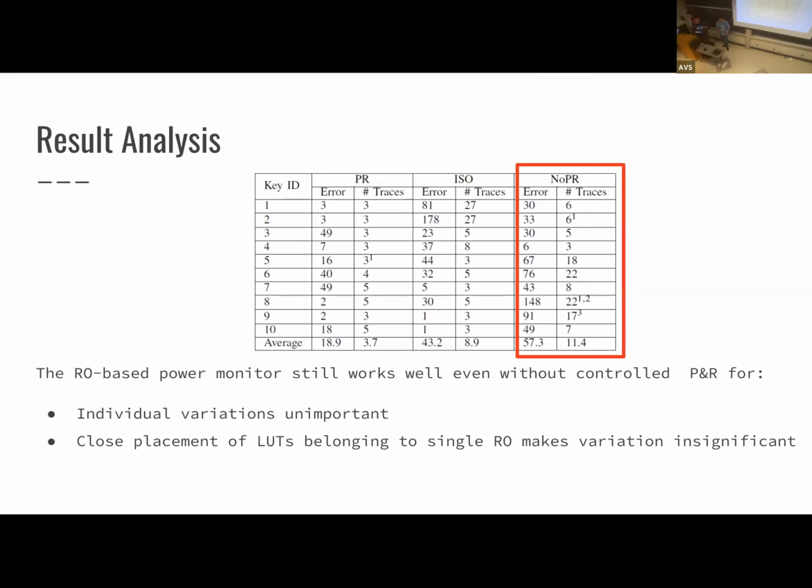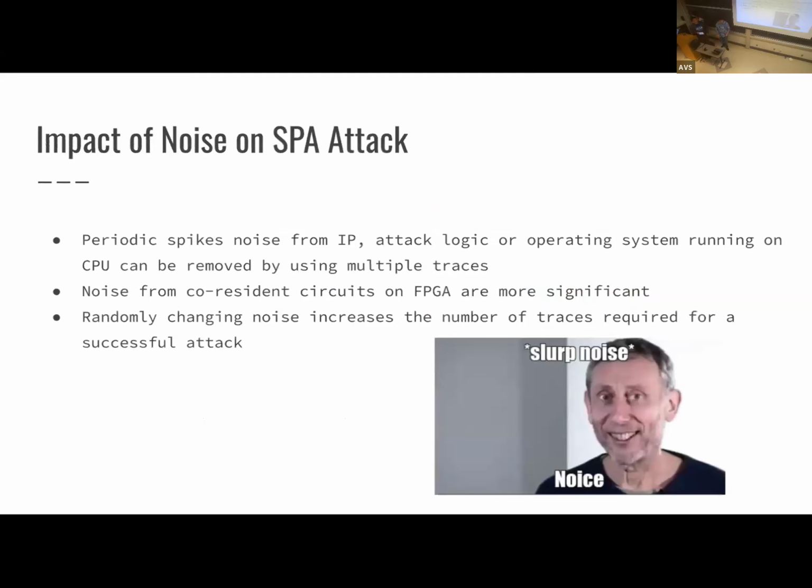Another reason is that even without any user-defined constraint, the FPGA synthesis tools will always place the lookup tables of an individual ring oscillator near each other, which makes the variations negligible. Also, the impact of noise on the SPA attack is considered in this paper. We can find that if the randomly changing noise increases, we will need to increase the number of traces required for a successful attack.